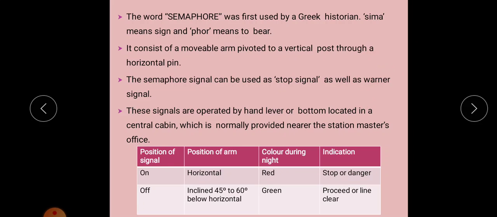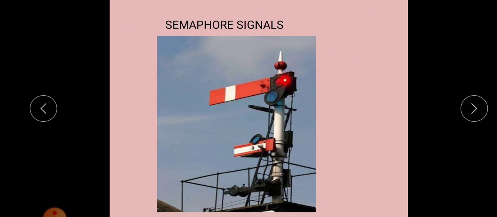It is controlled by the station master, and these are the different positions of the signal. On position means the position of the arm is horizontal. On means stop or danger, that is red color. If the arm is horizontal, it is in on position, that is, it indicates stop.